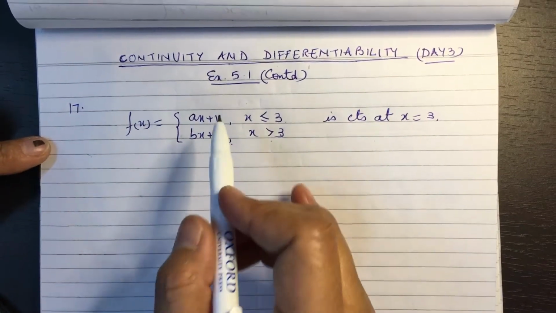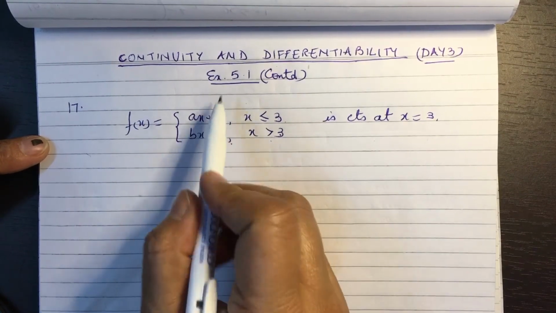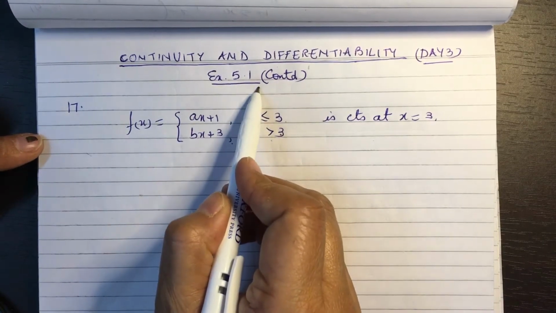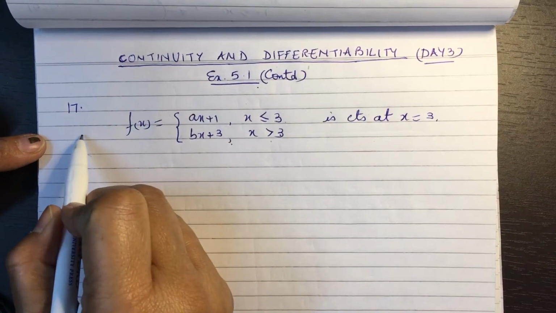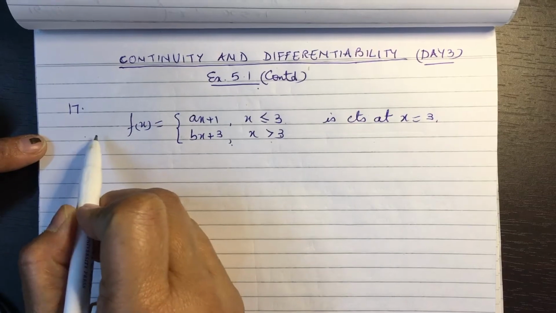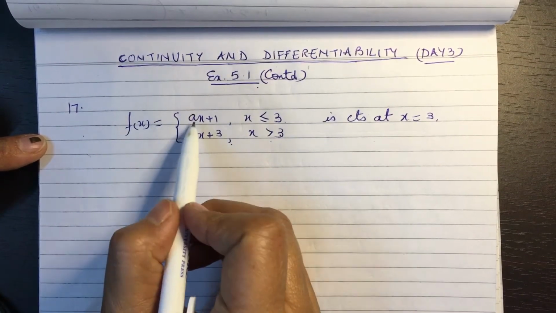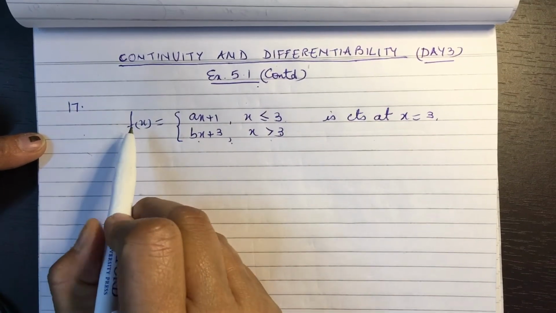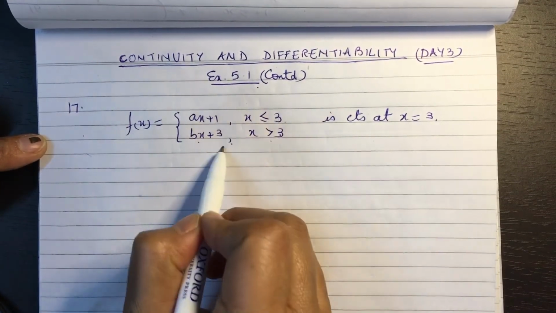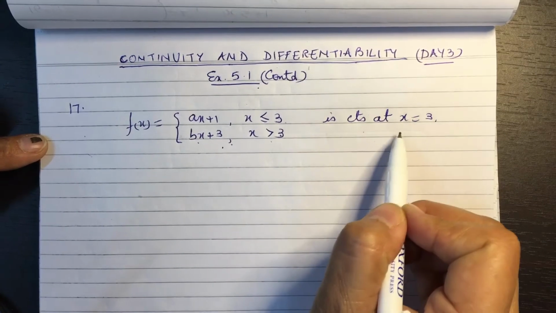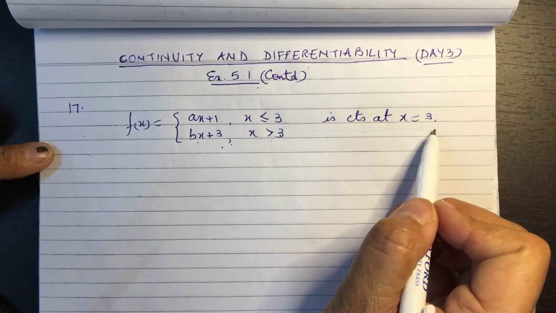Good morning. Today we'll be continuing with exercise 5.1. So let's start with question number 17. It says that we have to find the relationship between a and b when the function is defined in this manner and is given to be continuous at x equal to 3.